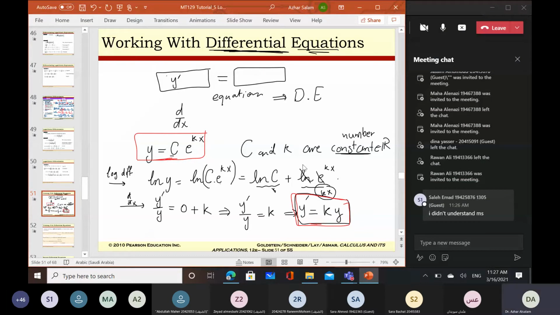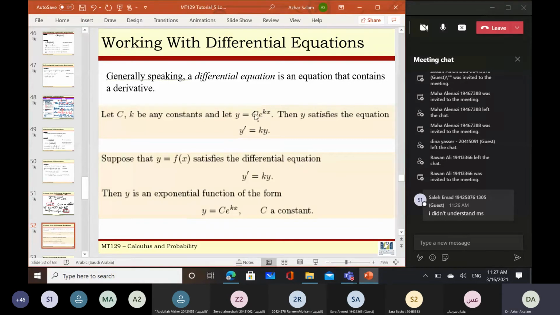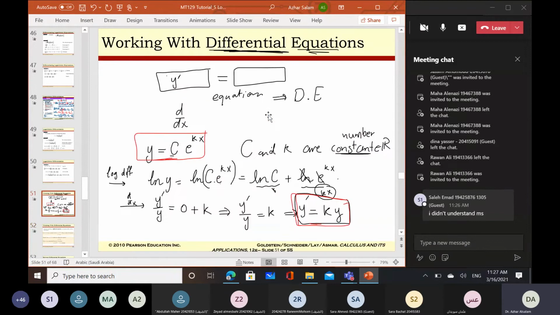Okay, if you didn't understand: this slide mentions that y is an equation and this is its differentiation. Its derivative is this differential equation. How did I get this differential equation? I used logarithmic differentiation. I took the natural logarithm of both sides, applied the logarithm of a product rule, then differentiated both sides and got y dash alone on one side equal to ky without c. The solution of this differential equation is this solution.